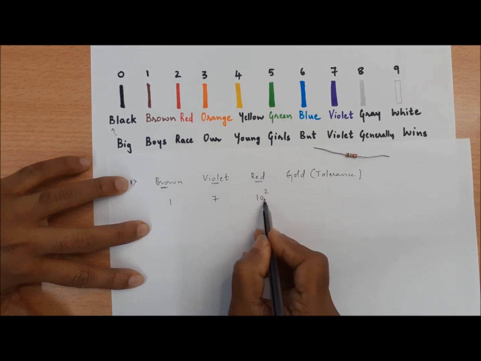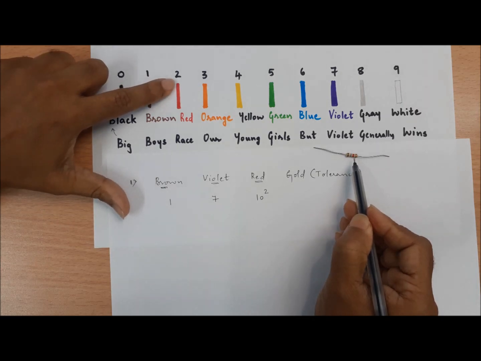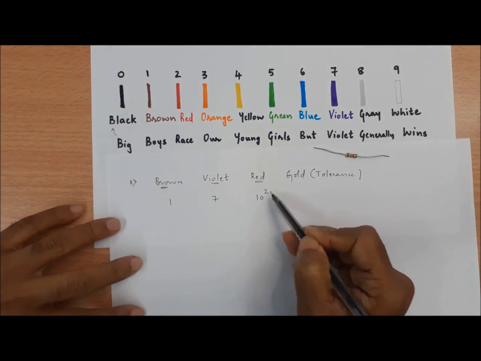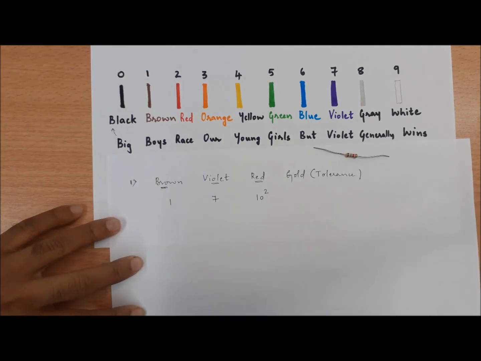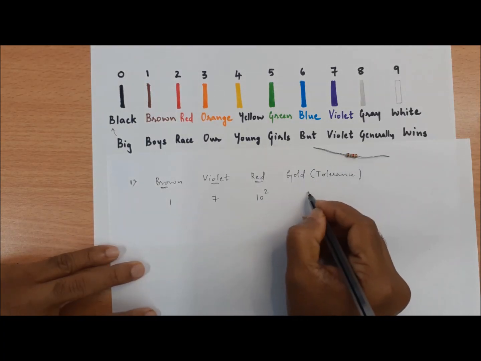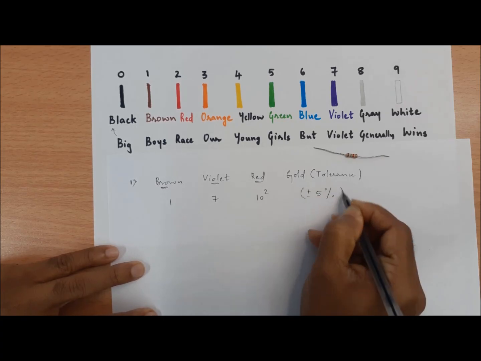Let me repeat. The third band, which is red, its corresponding number is 2. Now we had seen that the third band represents the multiplier. So it is 10 raised to 2. And finally, gold, it is having plus or minus 5% tolerance.